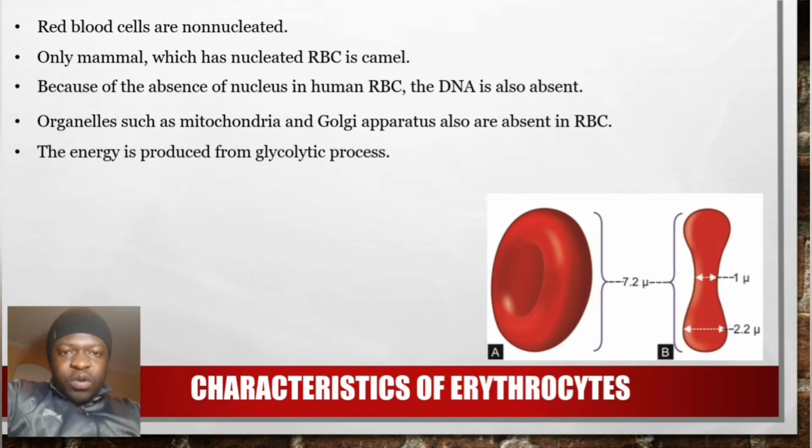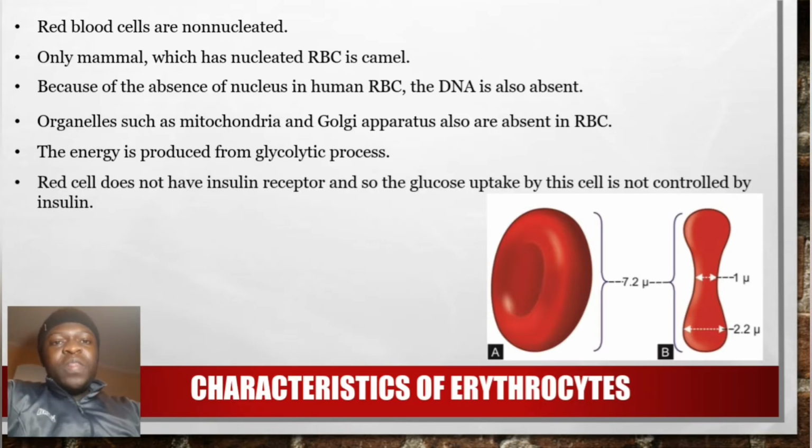So how does this cell manufacture energy? The energy is produced from the glycolytic process, or glycolysis, anaerobic, not aerobic, but anaerobic glycolysis. The red blood cell does not have insulin receptors, so glucose uptake by this cell is not controlled by insulin.